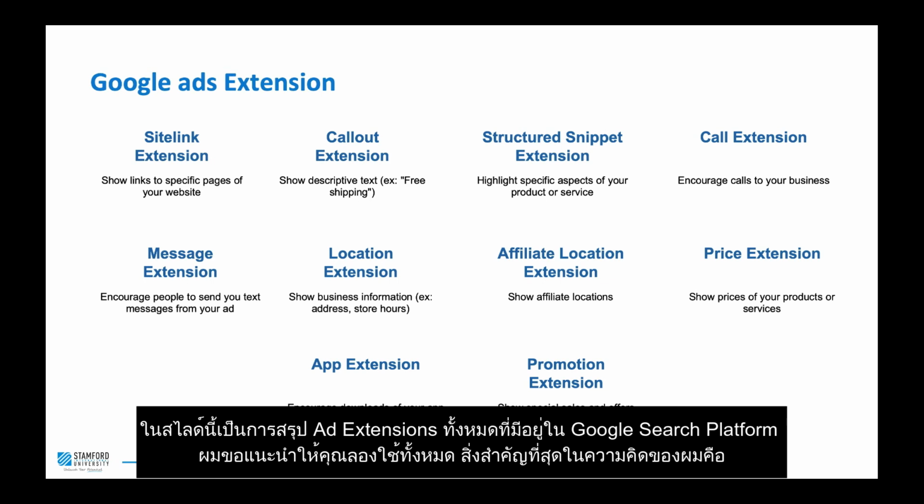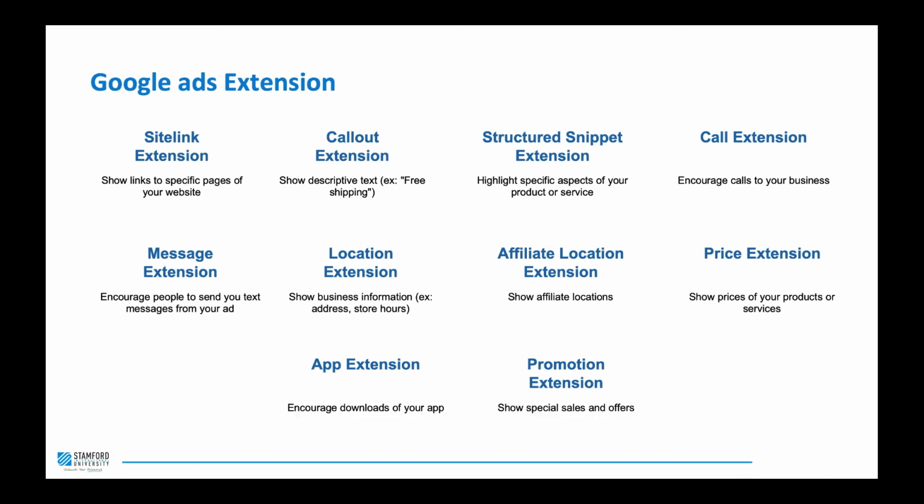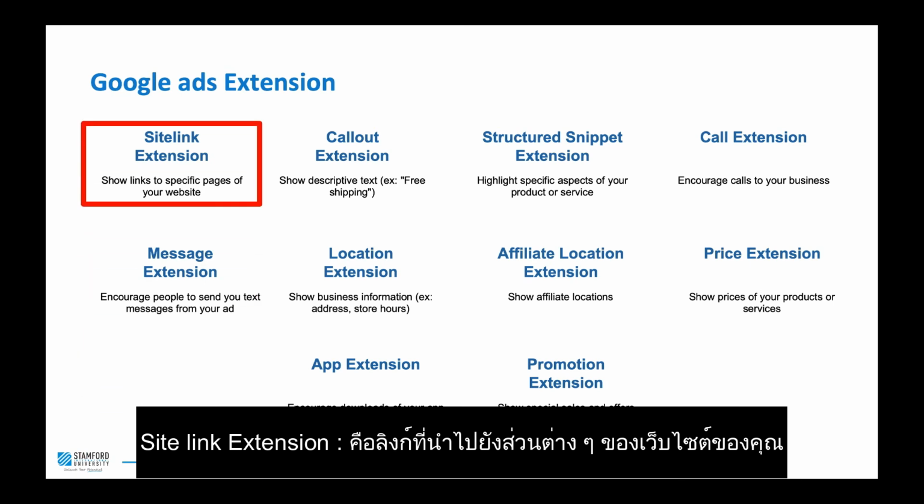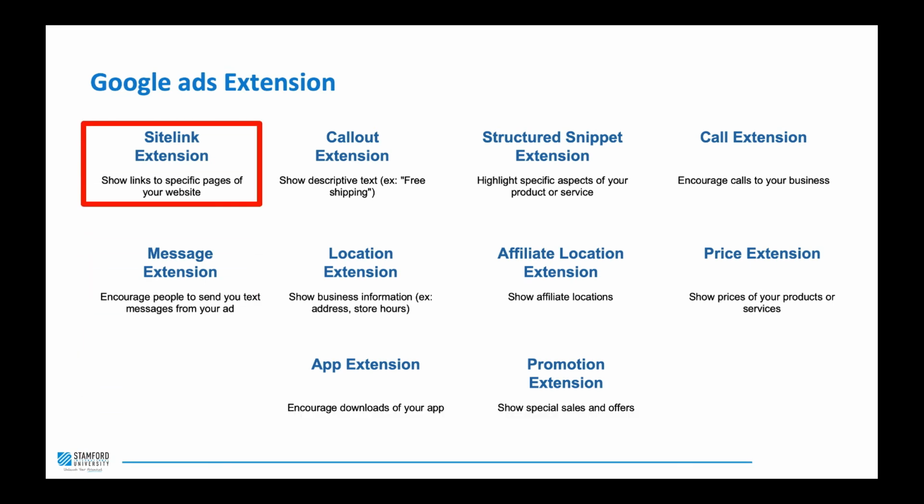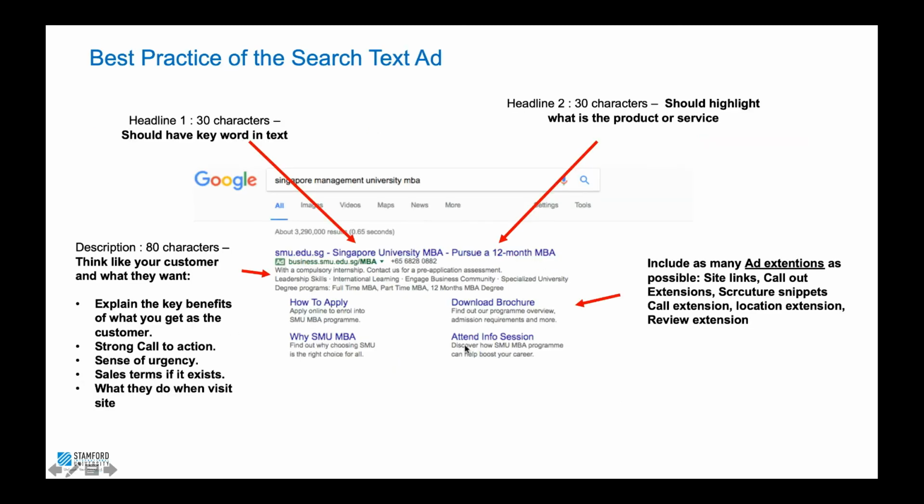So these are all of the different ad extensions that are available through the Google Search Platform. I suggest you try all of them, but in my opinion, the most important are the first 3. Right? Site link extensions. This is where you can basically show links that lead to specific sections of your site. Like we showed you in the previous slide here. These are all site link extensions. It leads to direct sections on your site. Get to put additional descriptions.